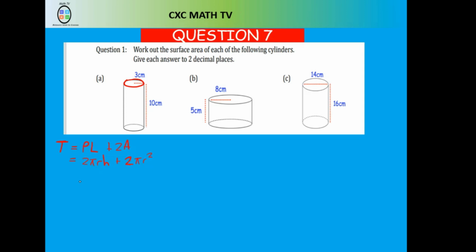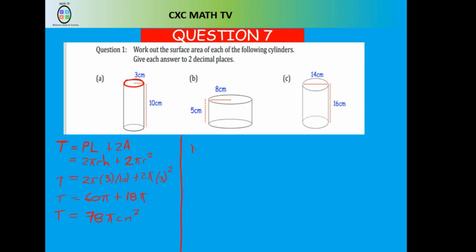So now let's use this formula to our advantage. This works out to be 2 pi times the radius. The radius they give us is 3, times the height 10, plus 2 pi times the radius 3 squared. So the total surface area works out to be 2 times 3 is 6, 6 times 10 is 60 pi, plus 3 squared is 9, 9 twos are 18, so that's 18 pi. So the total surface area is 78 pi centimeters squared. Now, always remember you can use pi as 22 over 7 or 3.14, but I'm going to leave it exact.